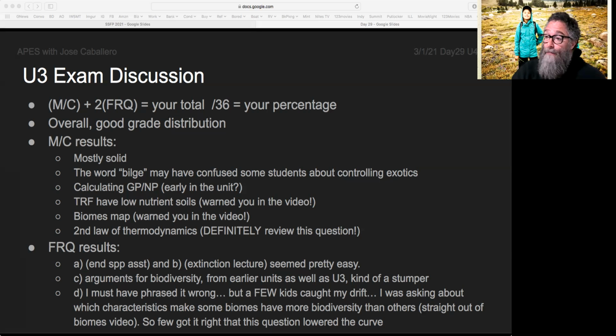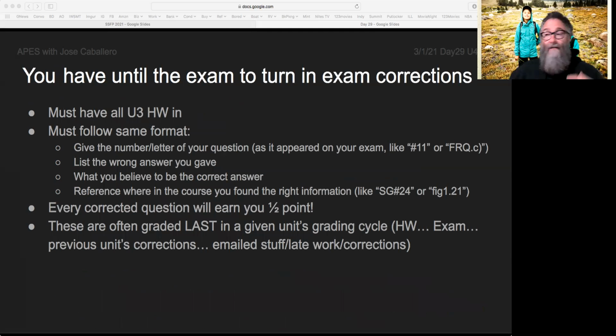Now, speaking of corrections, you have until the next exam. The only requirement is that you have completed all the homework in that unit. So you can't do corrections if you didn't do the basic work. You can always turn in that work late, and that makes you eligible for the correction. And all of your corrections have to follow this format. Tell me what question you're talking about. The multiple choice is different in some of your exams, but either way, just use that number or which letter in the free response you're answering.